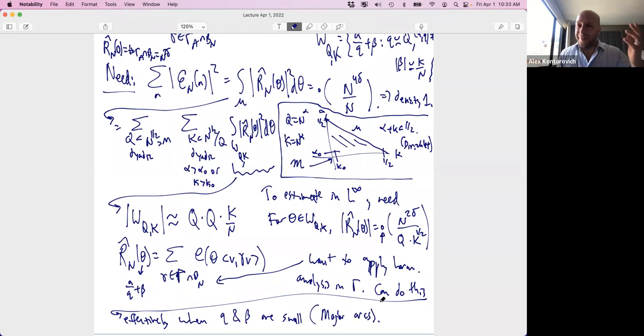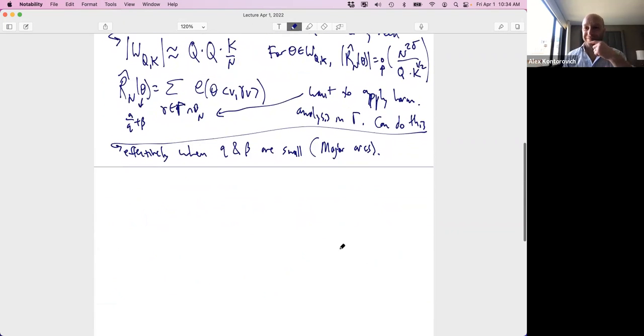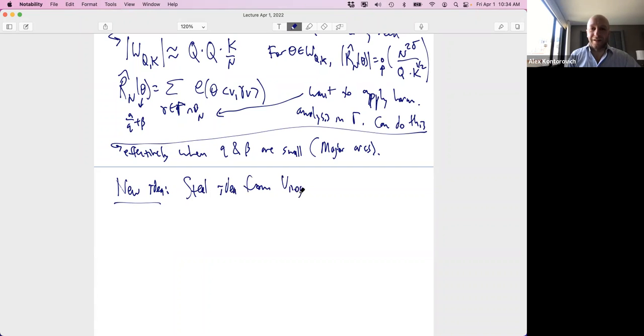But of course, we're not in the major arcs, we're in the minor arcs. What the heck are we supposed to do? This is where you're totally stuck. This is where the circle method begins and ends. You don't have a way to proceed. Okay, so new idea. Of course, all good ideas are just stolen ideas from somewhere else. So we're going to steal an idea from Vinogradov. Create bilinear forms.